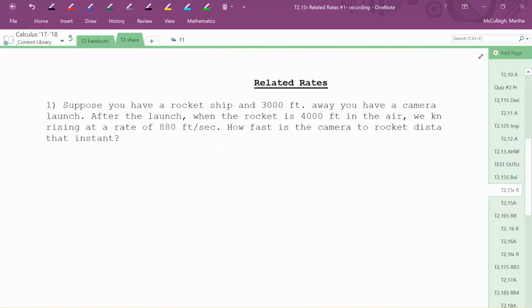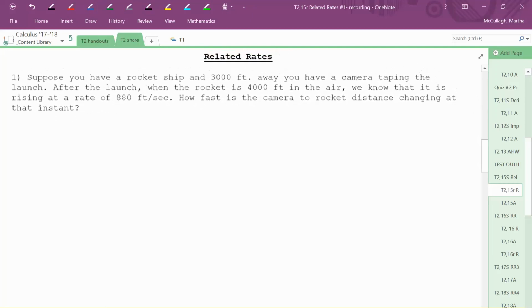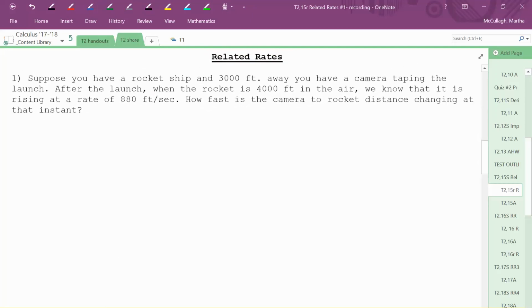Now, on to the related rates. This is where we get to some cool stuff. So this is where we finally get to start applying all of this that we've been learning so far. So let's look through this problem. Suppose you have a rocket ship, and 3,000 feet away you have a camera taping the launch. After the launch, when the rocket is 4,000 feet in the air, we know that it is rising at a rate of 880 feet per second. How fast is the camera to rocket distance changing at that instant?